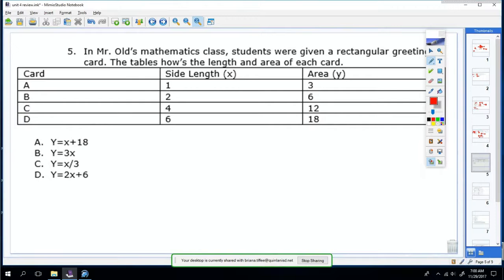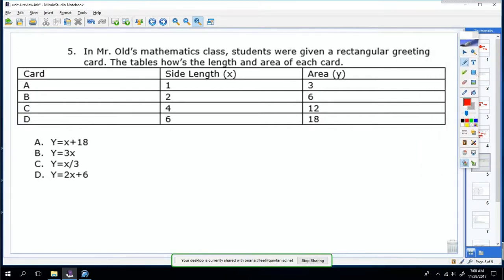Number 5. In Mr. Old's math class, students were given a rectangular greeting card. The tables show the length and area of each card. So just find the constant between them. So this was a +1, and this is a +3. So the y goes on top, 3, and the 1 goes on the bottom, which is 3. And so that means my answer is B.